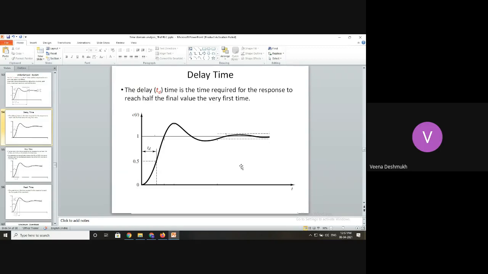Now there is one more concept here, that is the delay time. Usually it is represented by TD, suffix D indicating delay time. The delay time is the time required for the response to reach half the final value. So you have the mark for half the final value, the 50% of the value, plus 63% of the value, plus the peak time and the final value or the steady state value. So these are the 4 time parameters you should remember.